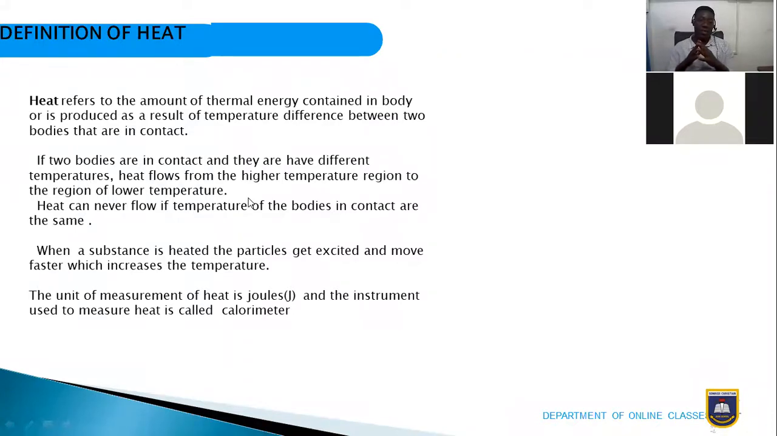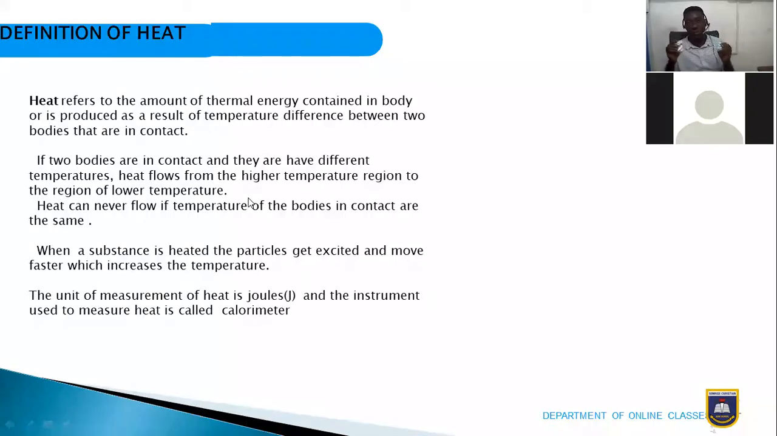And when a substance is heated, the particles get excited and move faster, which increases the temperature. If you heat a solid material, you know that in a solid, the particles are closely packed. Let me demonstrate something to you right now. In solid, the particles are closely packed. Let's say this is one particle, this is another particle. If this particle receives heat, since it's closely attached to this one, this can also receive the heat easily. So since they are closely packed, there's going to be transmission of heat through the particles, or even if they are spaced.